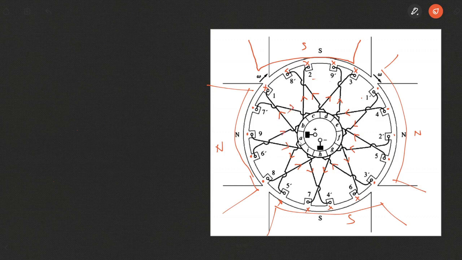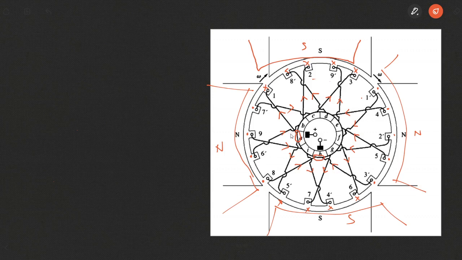Fine. So now let's have a look at each and every commutator segment. So you can see at this commutator segment A, the two coil sides that are connected, the current is moving out from both sides. At commutator segment B, current is moving in from one end, out from another end. At C, current is moving in and out. D, in and out. E, in and out. F, in and out. G, in and out. At H, you have two coils from which current is moving in from both sides. I, it's moving in and out again.